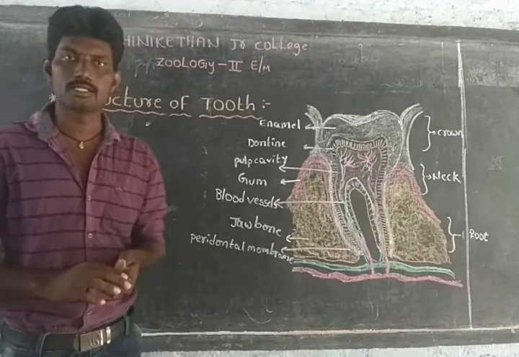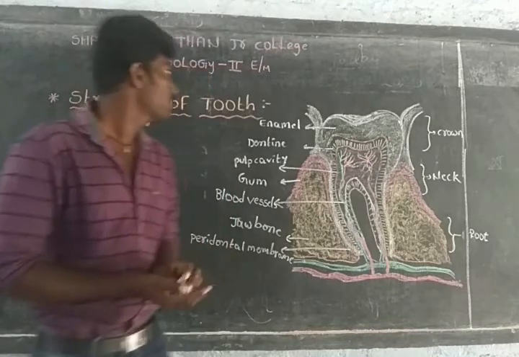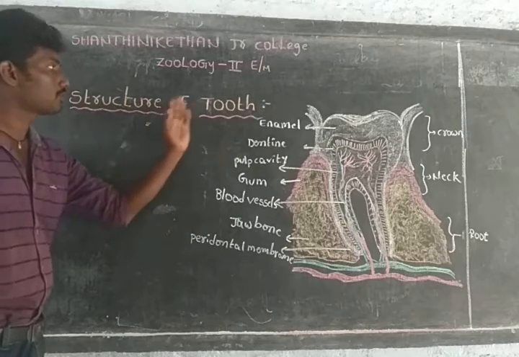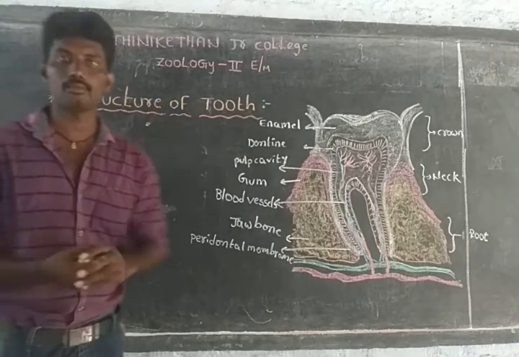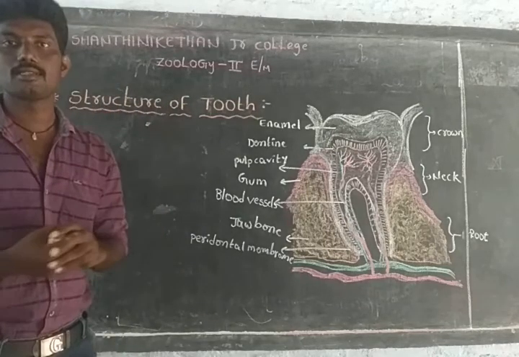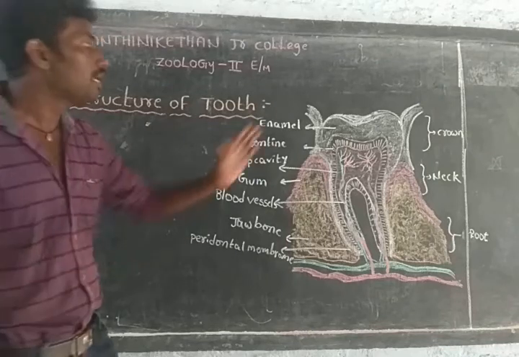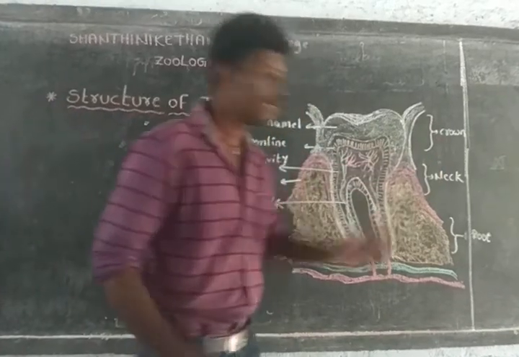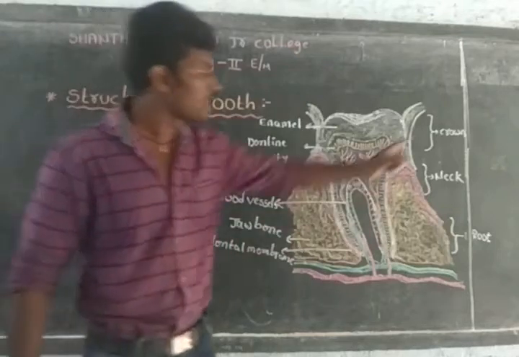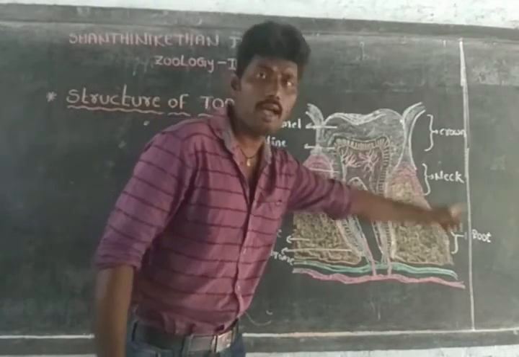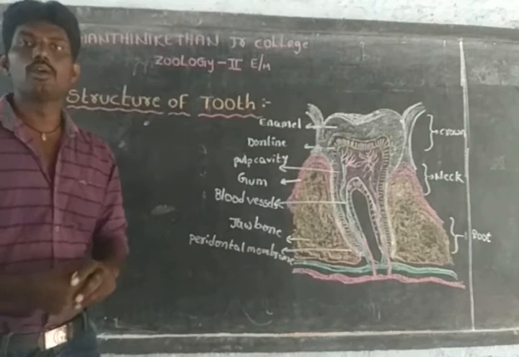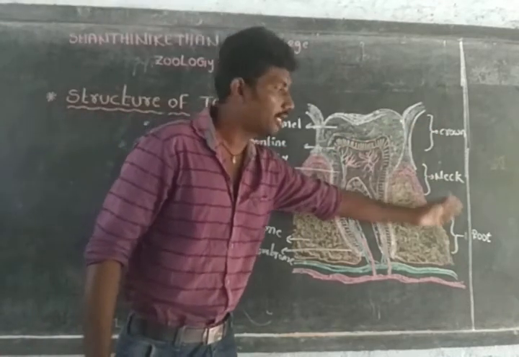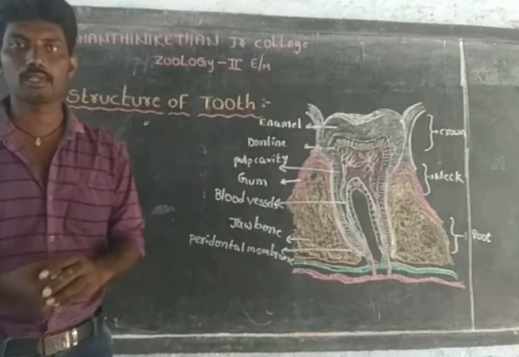Today we are discussing the topic: structure of tooth. The tooth has three parts. The three parts are crown, neck, and root.